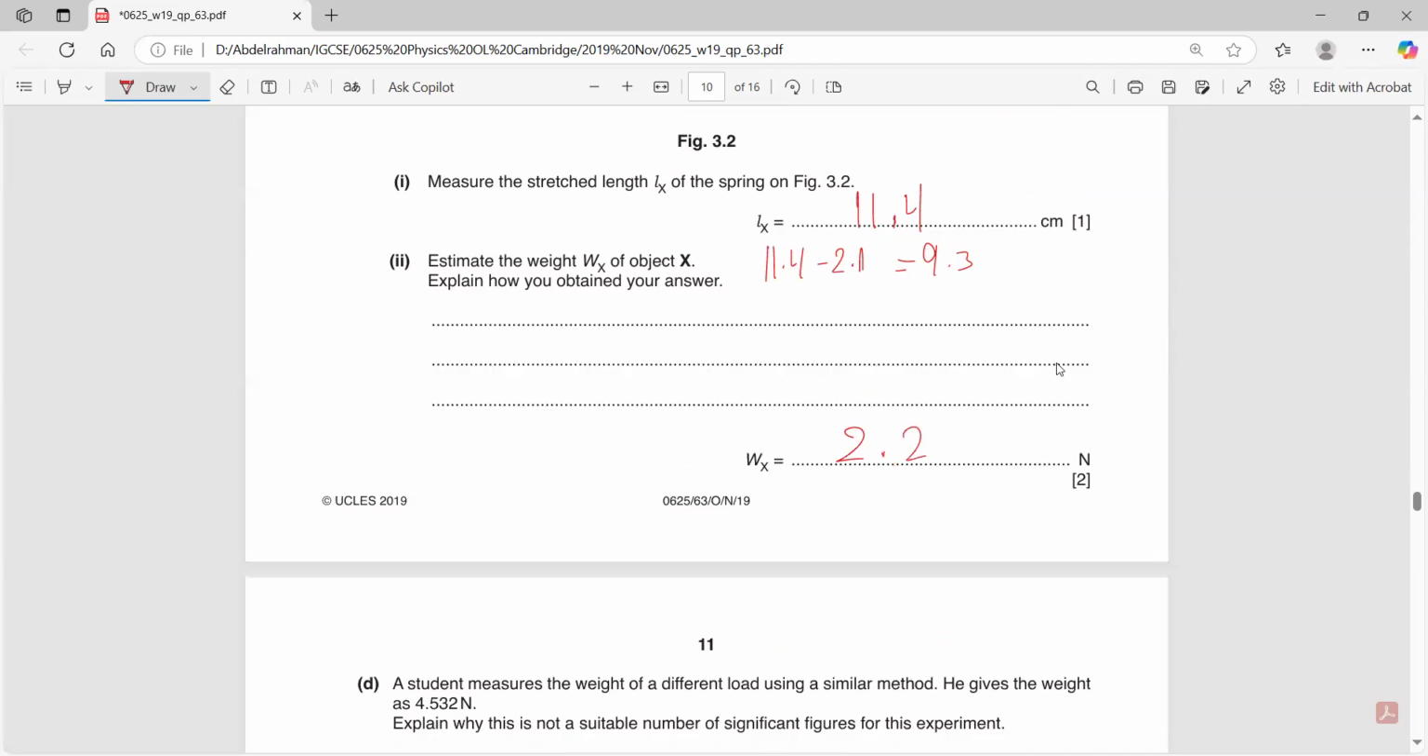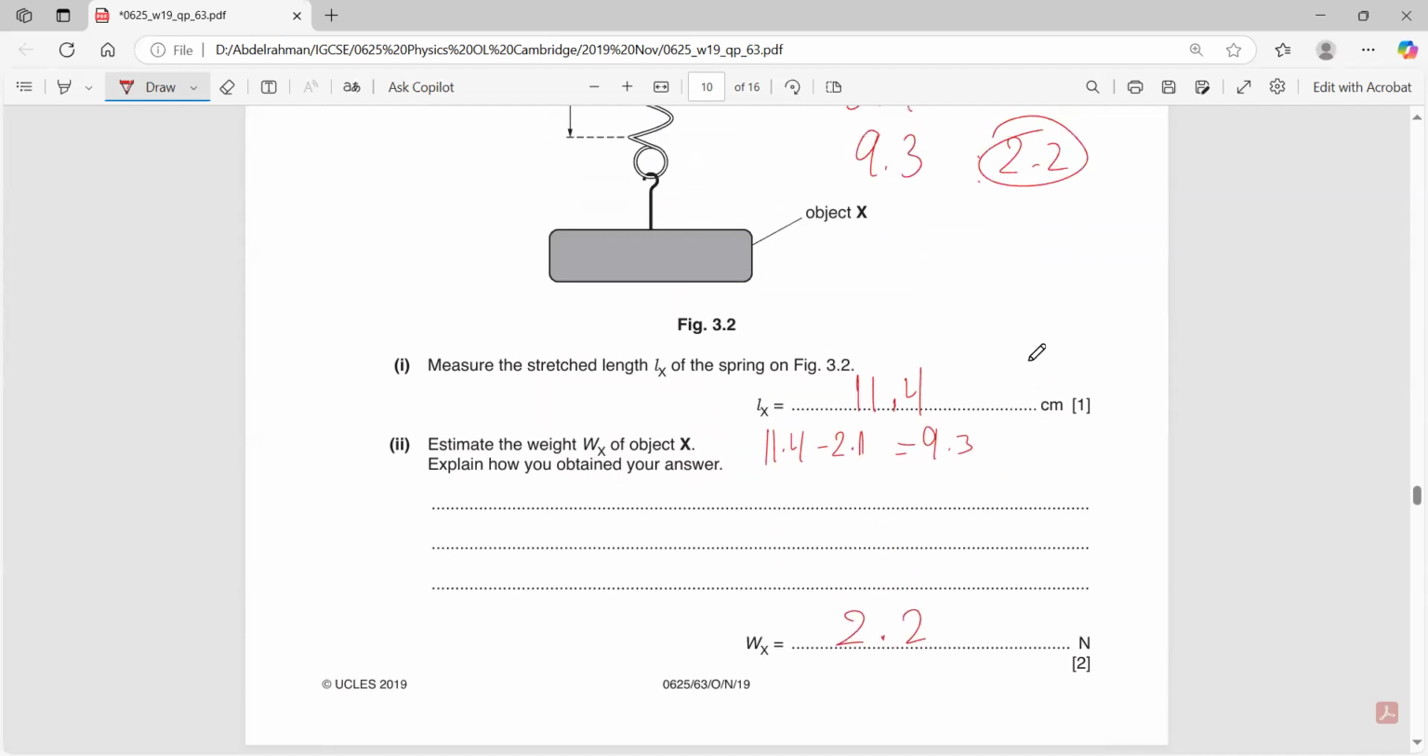Can I use the length? No, you cannot use the length. If you use the length, it will give you a very wrong value for the load. Length and force are not directly proportional. We only say that the force and the extension are directly proportional. You cannot include the length while cross multiplying.